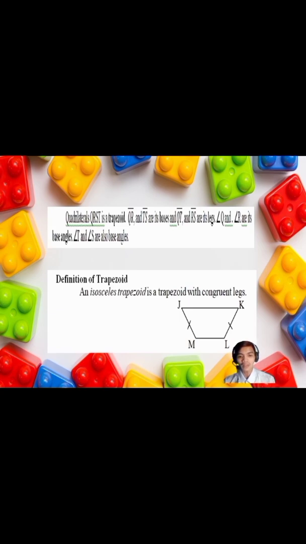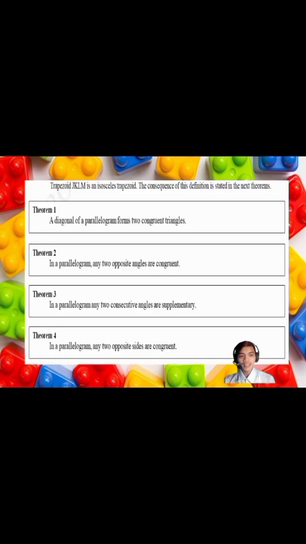So this one line and this one line, their measurements are congruent. For example, if this is 5 centimeters, this is also 5 centimeters because they are equal or they are congruent. Okay? So, let us proceed with theorem.